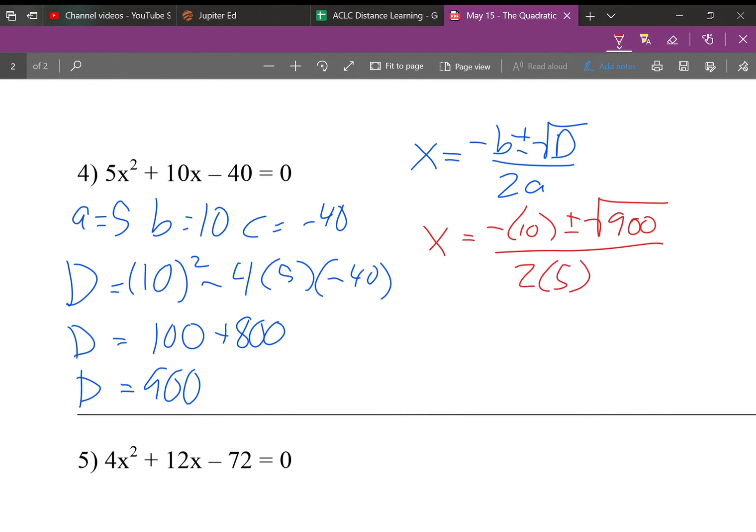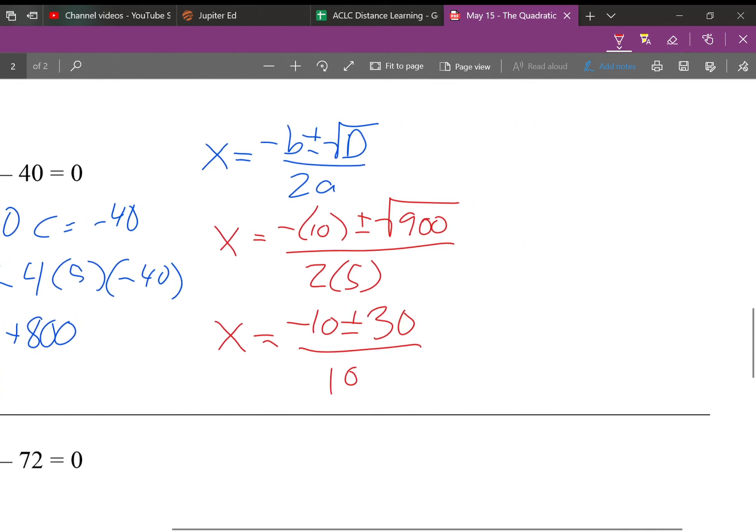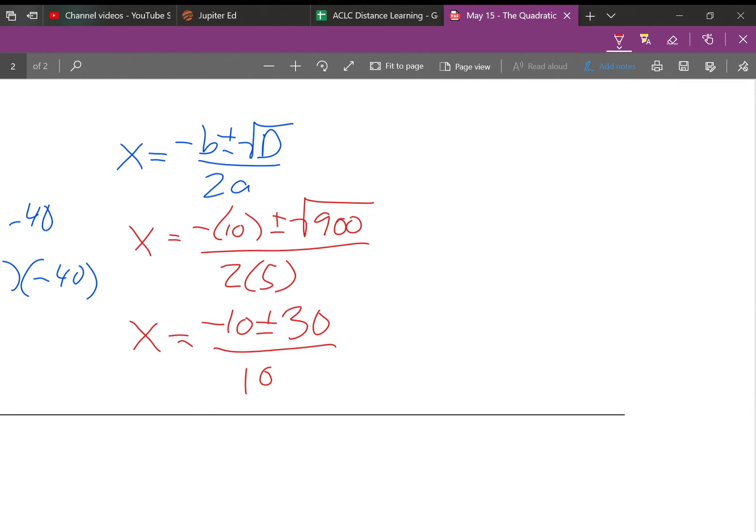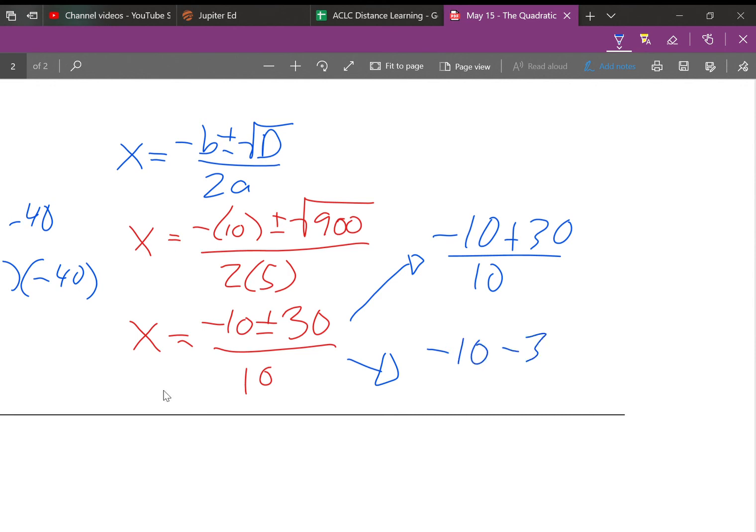And remember, we could simplify all 3 of these bits in one step. The negative with the 10 becomes negative 10 plus or minus the square root of 900, which is 30. And again, that's what your calculator is for. 2 times 5 is 10. Then at this stage, this is where we're going to split it, and we're splitting it because of the plus minus symbol. It splits into negative 10 plus 30 over 10 and negative 10 minus 30 over 10.